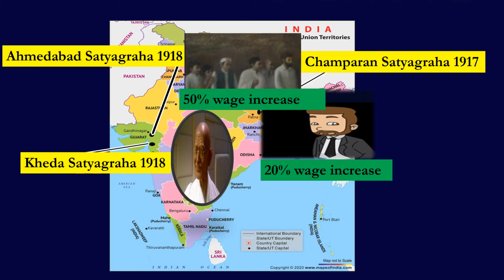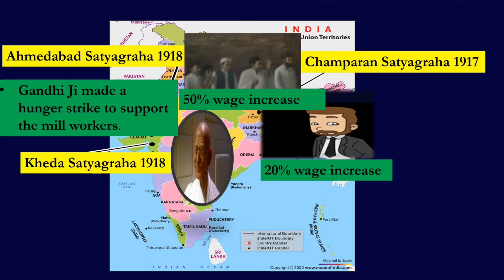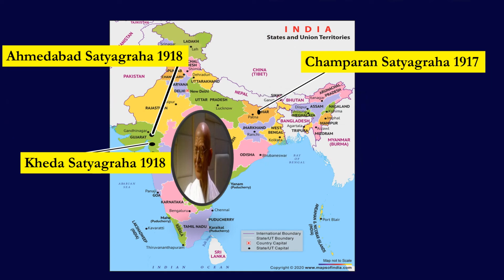He launched a struggle against the mill owners in a peaceful way. He went on a hunger strike to support the mill workers. But the fast of Mahatma Gandhi lasted only 3 days because it affected the mill owners so much that they came to an agreement with the workers. Thus, it was a successful movement too.